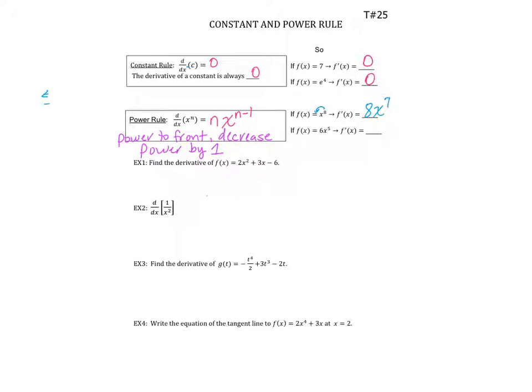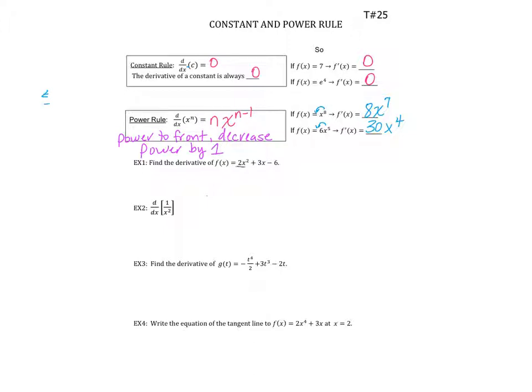For 6x to the 5th, power to the front. So when I say power to the front, I multiply those two together. So 6 times 5 is 30, x to the 4th. And it's that simple.